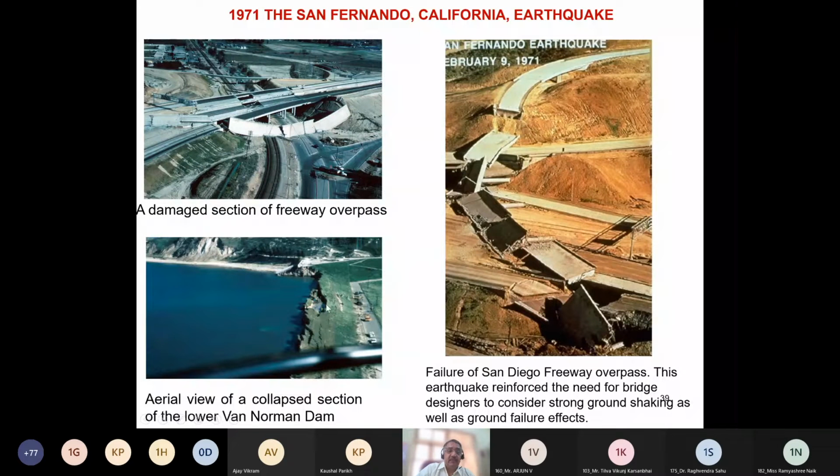During this earthquake, a dam also got damaged. Aerial view of a collapsed section of the Lower Van Norman Dam. Any failure of a dam may result in a large secondary disaster downstream, and the river may get inundated.